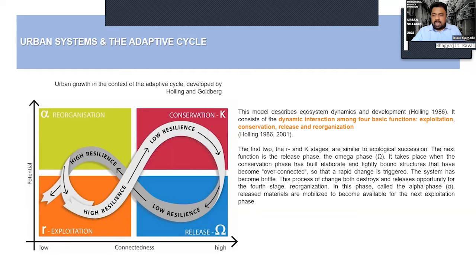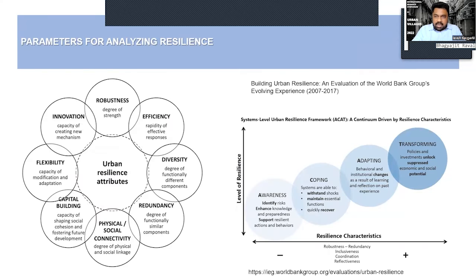So if you see in the chart, there is a graph of potential, low to high, to connectedness. Now if we use this chart for resilience to measure the resiliency scale, we will be able to measure the resiliency of the urban form. Now the figure on the left indicates the parameters for analyzing resilience. So when we see the figure, you can see the urban resilience attributes in the center and various characteristics for the resiliency, which are robustness, efficiency, diversity, redundancy, physical and social connectivity, capital building, flexibility, and innovation.